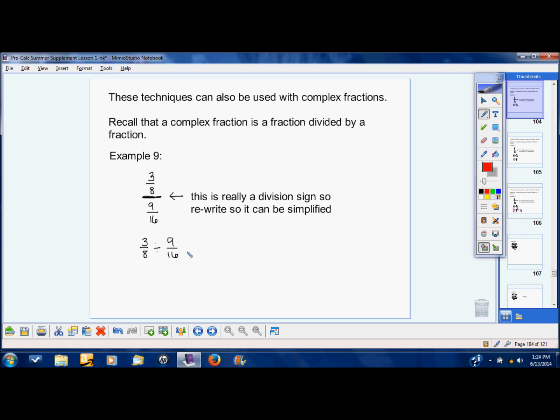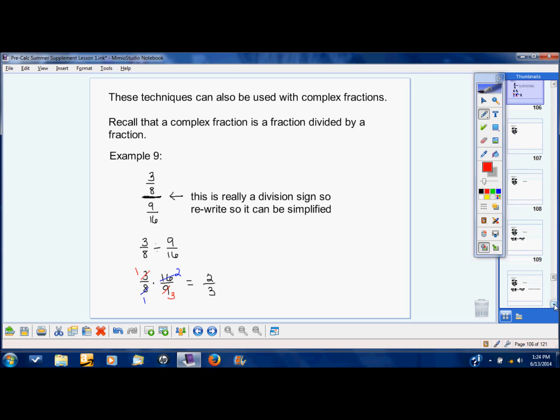Then you know that you take the second fraction, you flip it over, and then you can look for your numbers to cancel. For example, 3 and 9 will cancel, 8 and 16 will cancel. And then you're left with just 2/3 in this one. It's super simple when you have just numbers, but we need to make sure that we're also keeping in mind that you can sometimes have polynomials in complex fractions. So we need to apply that same idea to a polynomial.